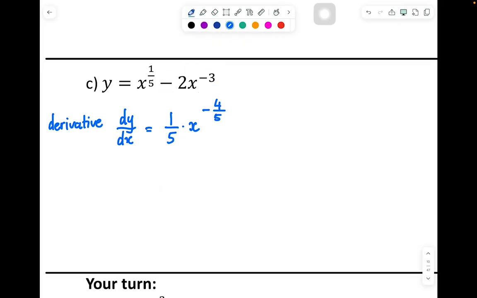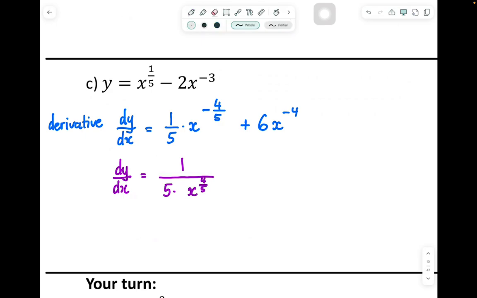Going to differentiate this term now, so take the power, multiply it at the front, and subtract the power by 1. To express this as a positive index, it's going to be expressed as, oops, I think I might write this a bit neater. X to the power of 4 over 5 in the denominator, because we make it jump the line or jump the vinculum.